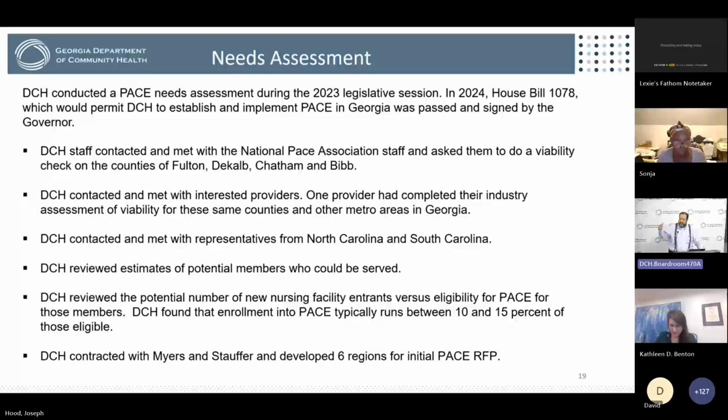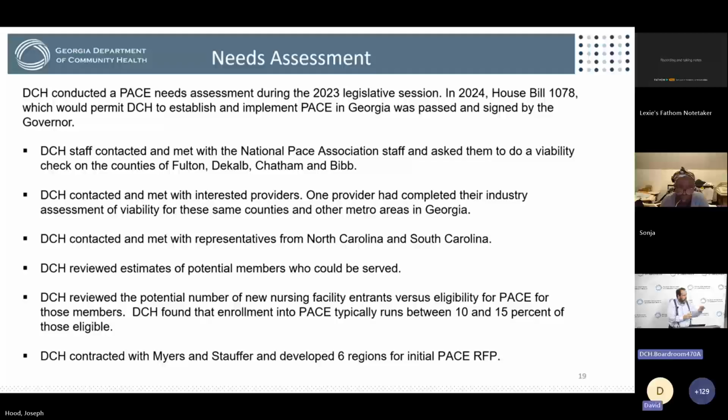We met with representatives from North and South Carolina. We looked at estimates of potential members that could be served, and we reviewed the potential number of new nursing facility entrants versus PACE eligibility to see how many members might be in that PACE population that would overlap with nursing home entrants. And we found that it typically runs between 10 and 15% of those eligible opt to enroll. We then contacted Myers and Stauffer, who I introduced a little bit earlier, and developed 6 regions for the initial PACE RFP.